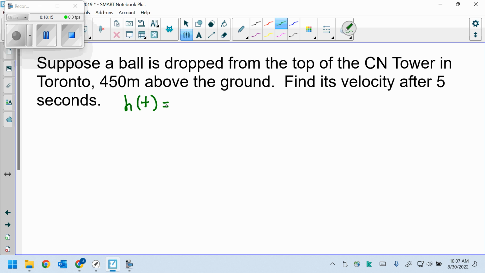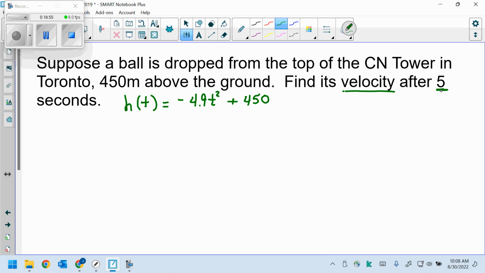And the height of the ball at any moment in time, if we're dropping a ball from the top of a 450 meter tall building, is negative 4.9 t squared plus 450. So that was a formula that should have been given to you. Now let's estimate the velocity at the 5 second mark.